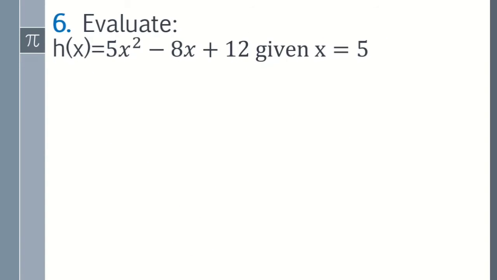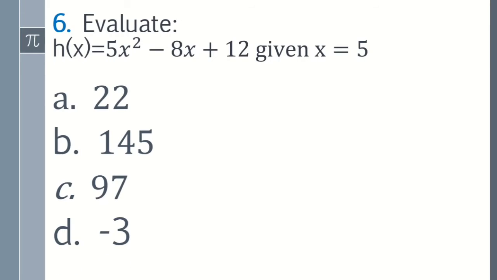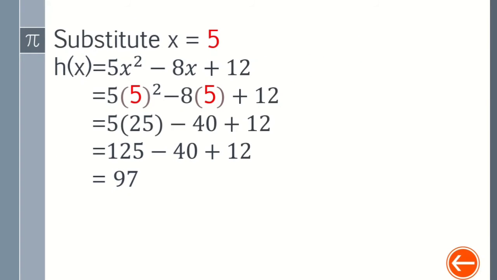Number 6. Evaluate h of x equals 5x squared minus 8x plus 12 given x that is equal to 5. Is it 22, 145, 97, or negative 3? The correct answer for this is 97. Why? Because if we're going to replace 5 sa lahat ng x's ng equation, h of x equals 5x squared minus 8x plus 12, magiging 5 times 5 squared is 25, and then negative 8 times 5 is negative 40. Copy lang natin si 12.